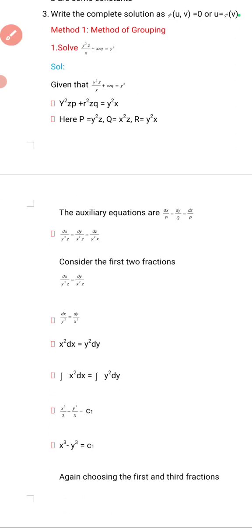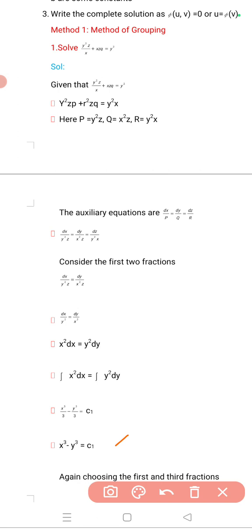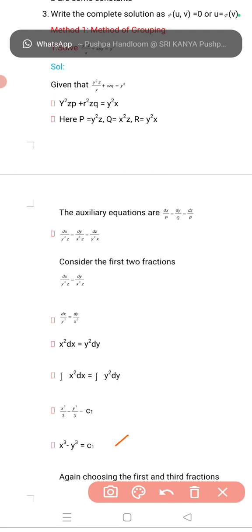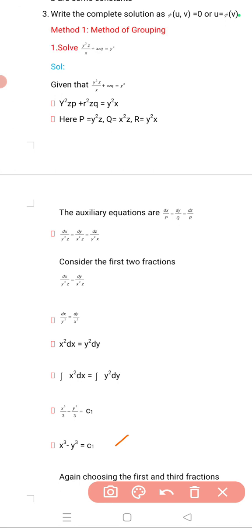So, what did we obtain? x cube minus y cube equal to, I named a constant c1. Here you may get the doubt, here 3 is common, 3c1. You may get doubt like this. We can consider it as c1, no issue about it.